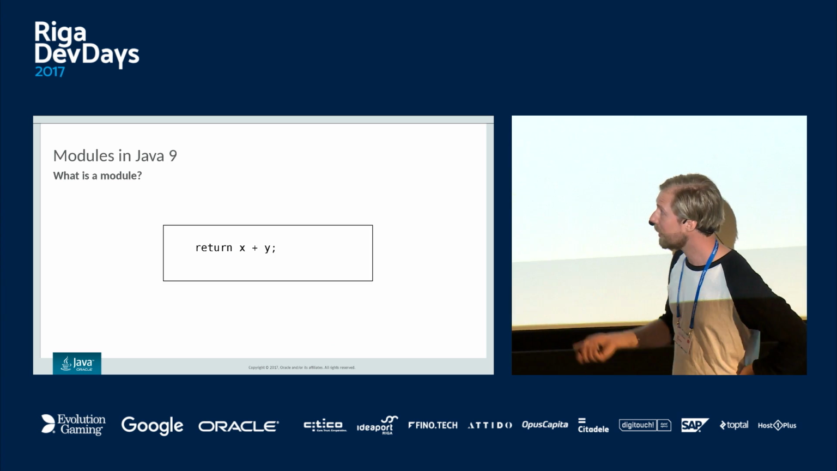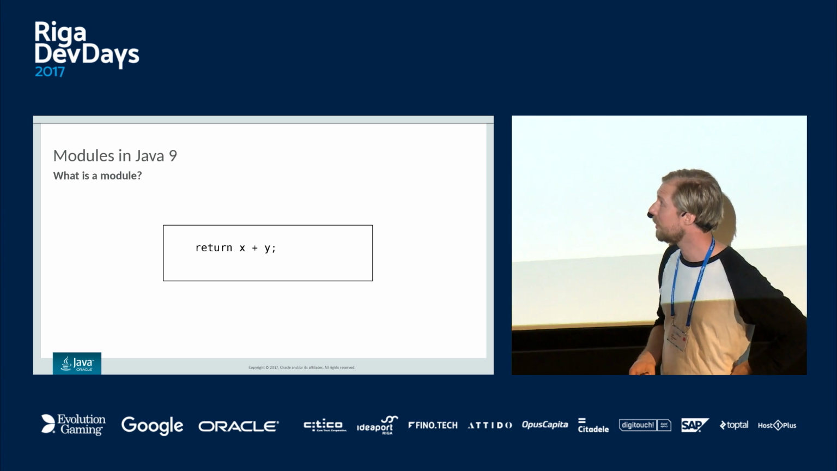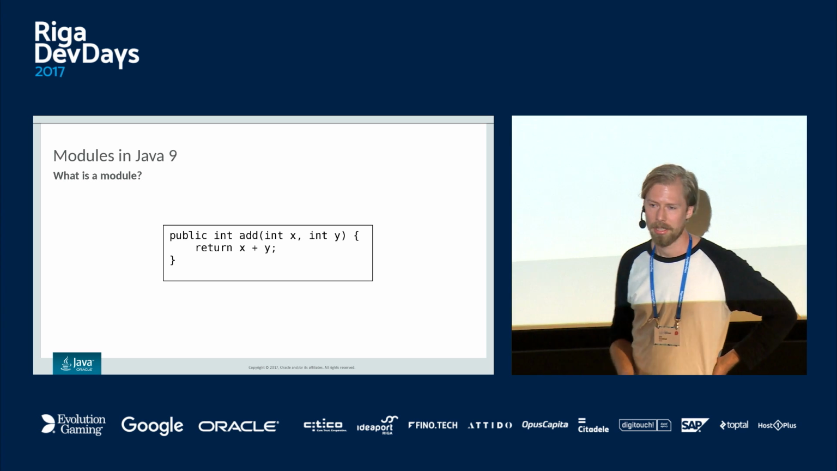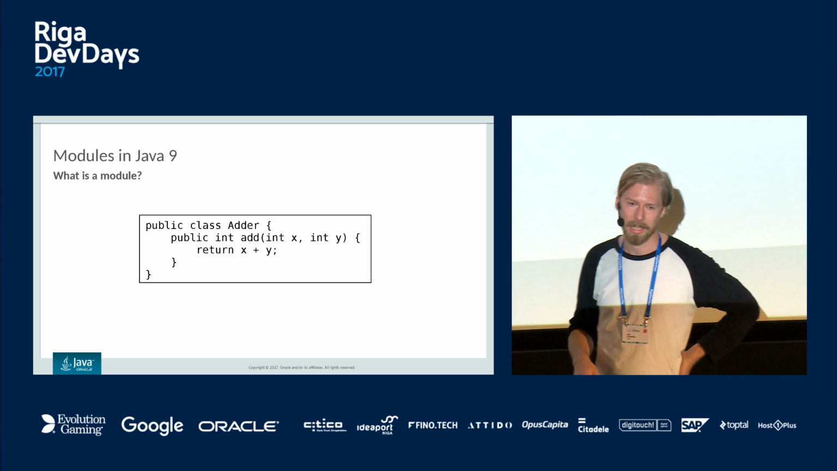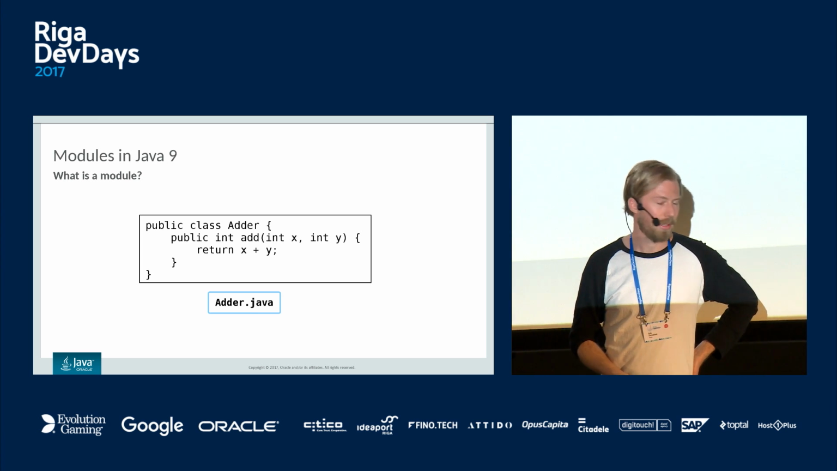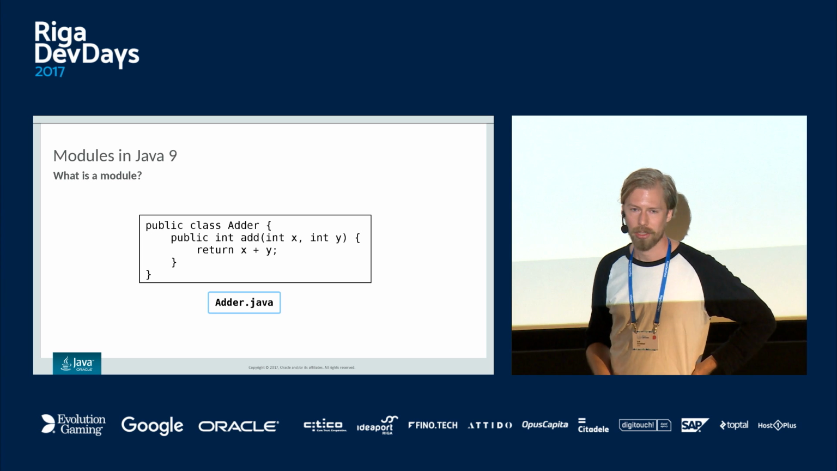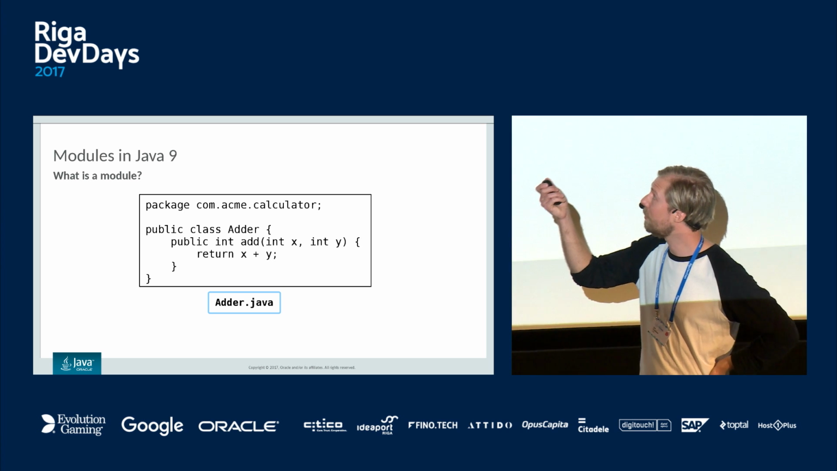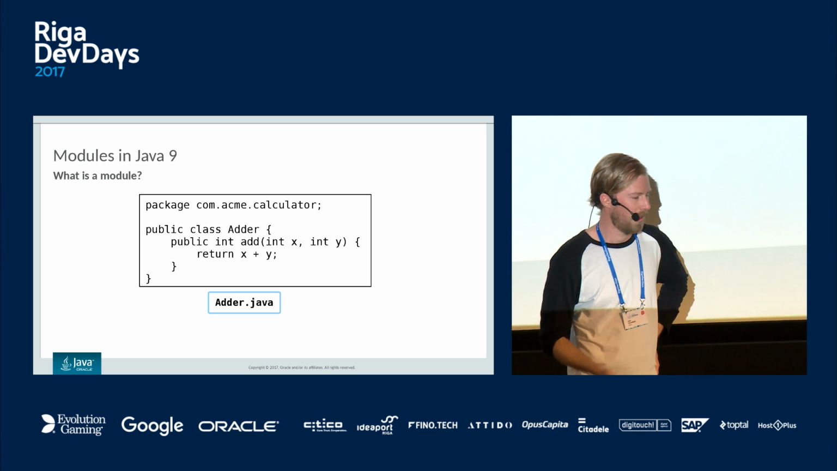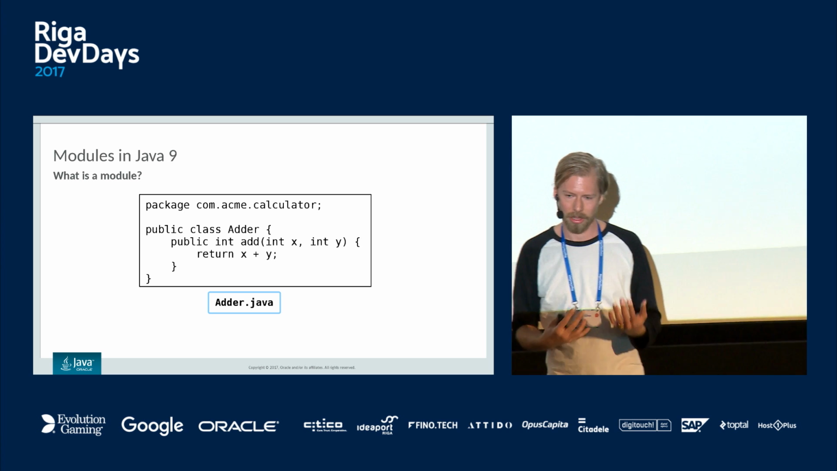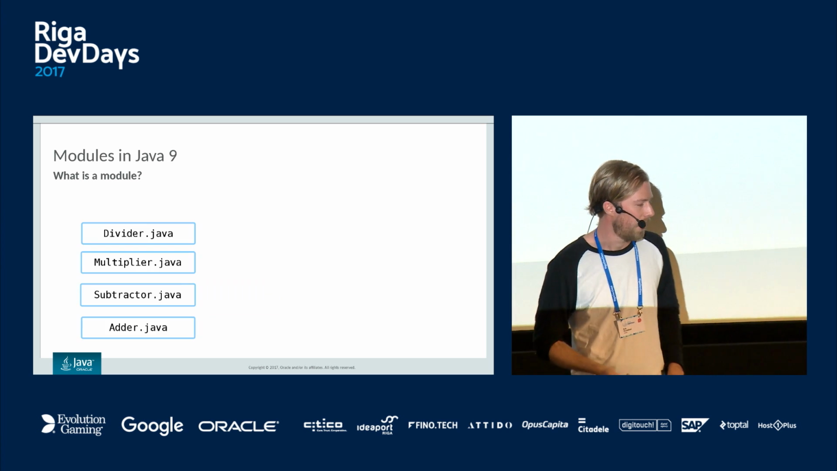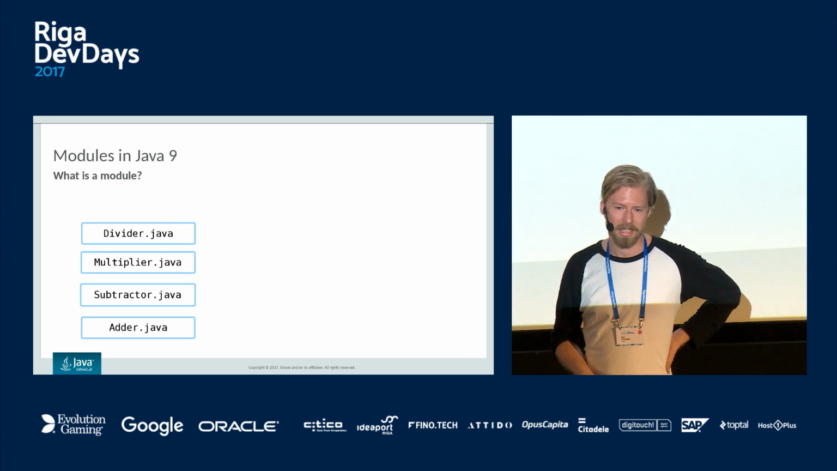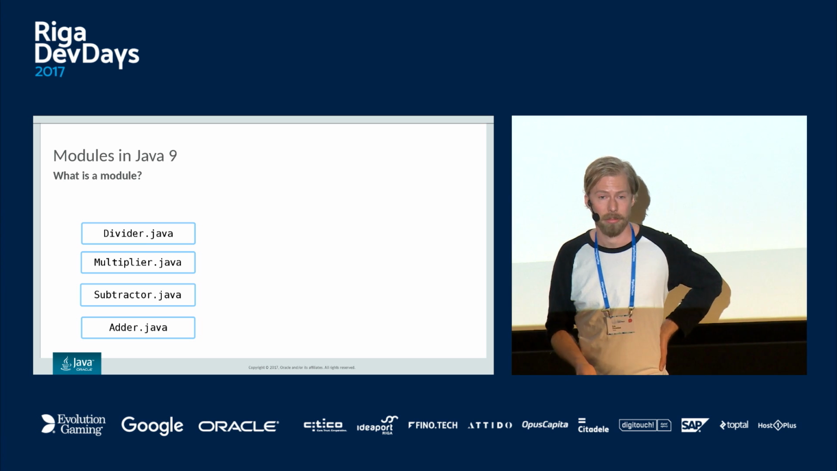So looking at some code, there's a single line of Java, a Java statement, return x plus y. You usually group that into a method, such as add. That method will be grouped into a class, like Adder. You probably put that in a file called Adder.java. As you get more and more classes, you will create a little package. Here we have the package com.acme.calculator. And as your little project grows, your little library, you package this up. You get more classes. You might have a Divider, a Multiplier, a Subtractor, and Adder. All part of the com.acme.calculator package.